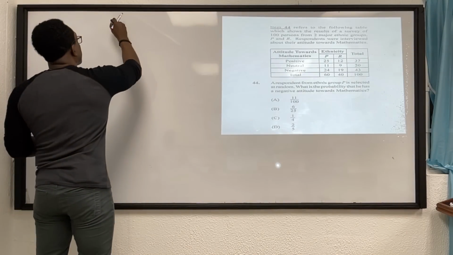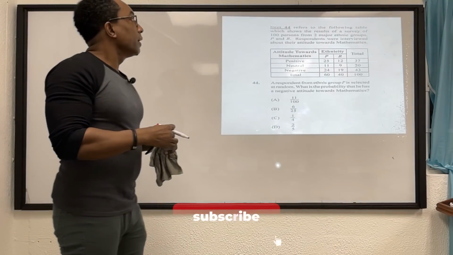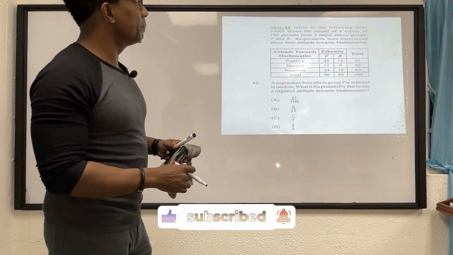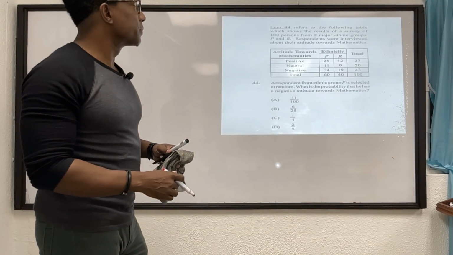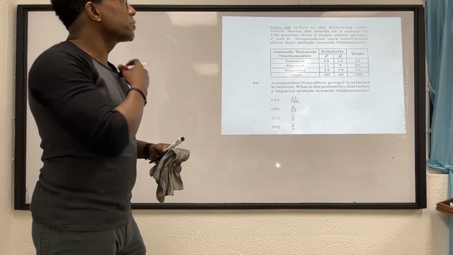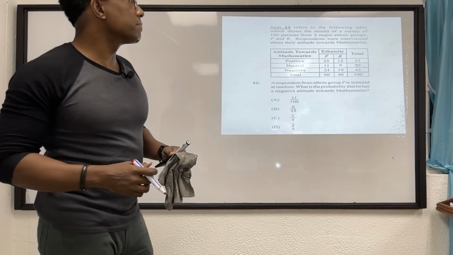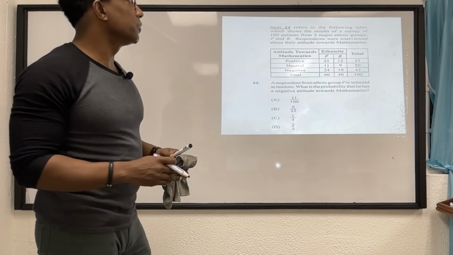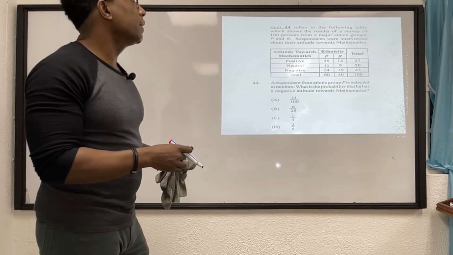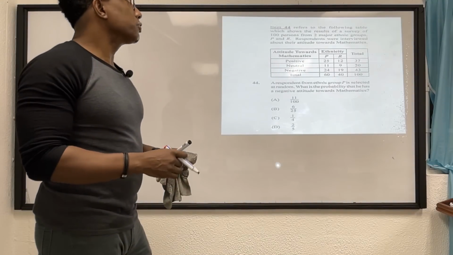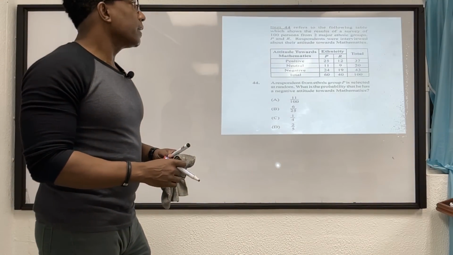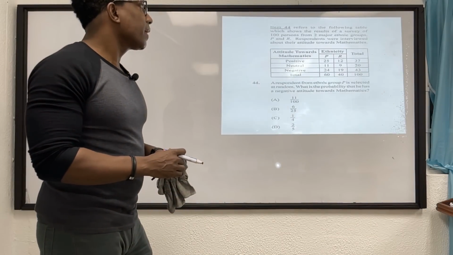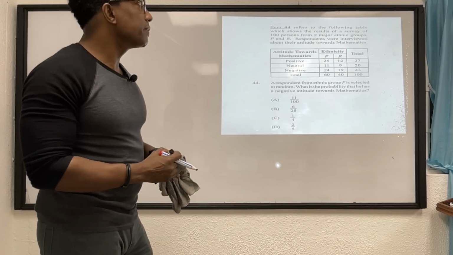Items 44 refer to the following table, which shows the results of a survey of 100 persons from two major ethnic groups, P and R. Respondents were interviewed about their attitude towards mathematics. We have the attitude: positive, neutral, negative, and of course the total. We have the ethnic groups, P and R, and we have the totals. A respondent from ethnic group P is selected at random. What is the probability that he has a negative attitude towards mathematics?